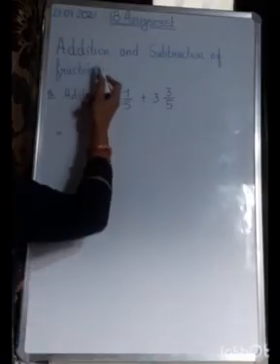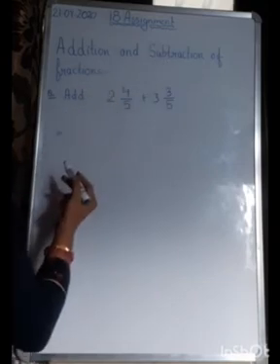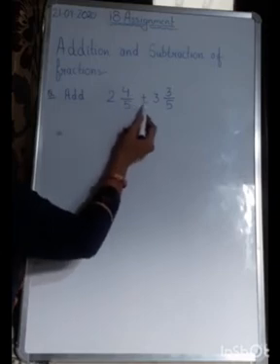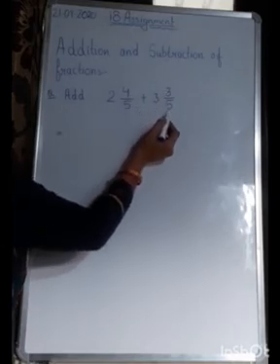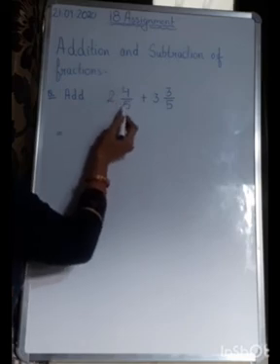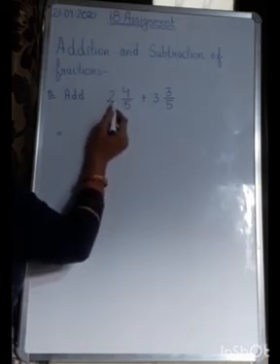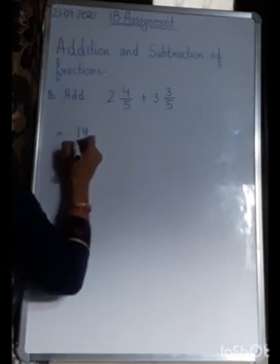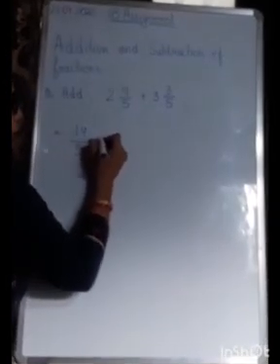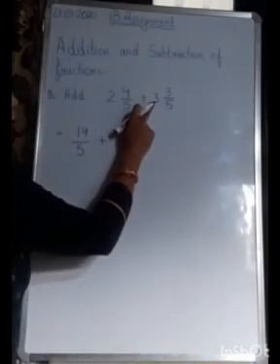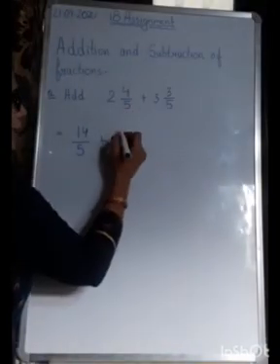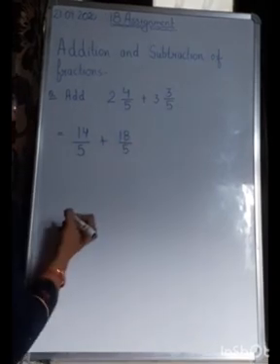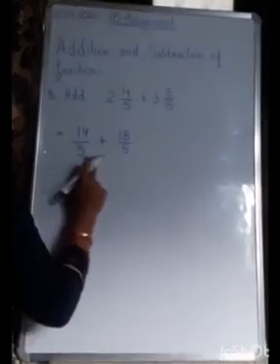Next, we are having addition and subtraction of fractions. So your first question is add 2 whole 4 by 5 plus 3 whole 3 by 5. First you have to solve these mixed fractions. Now, 5 2s are 10. 10 plus 4, 14. So this is coming 14 by 5. Plus 3 5s are 15, 15 plus 3, 18, 18 by 5. Clear?